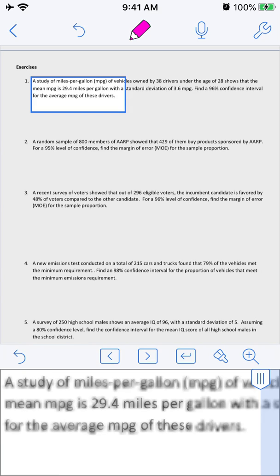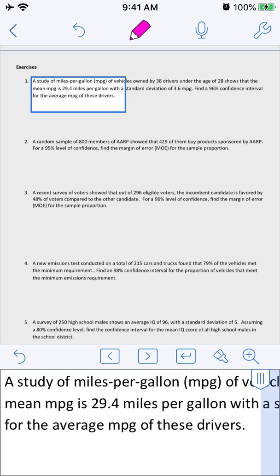All right, page 25. A study of miles per gallon of vehicles owned by 38 drivers under the age of 28 shows that the mean is 29.4 miles per gallon with a standard deviation of 3.6 miles per gallon. Find a 96% confidence interval for the average miles per gallon of these drivers. A lot of information here. It shouldn't be things that sound totally new, right? The confidence interval, definitely, but miles per gallon, hopefully you know what that is.